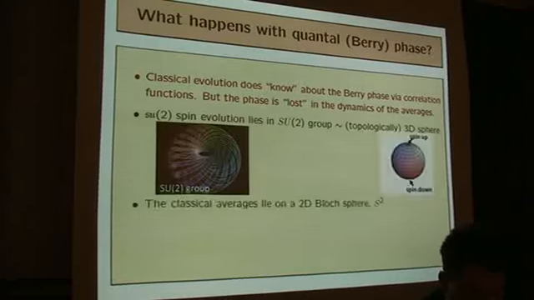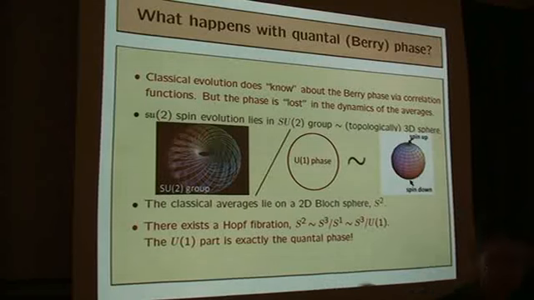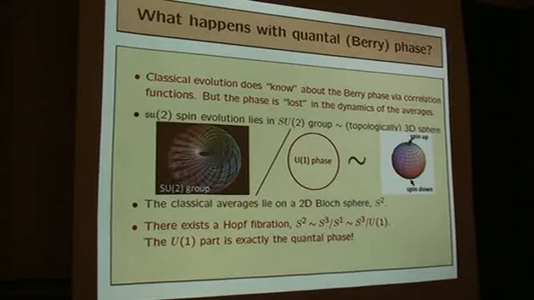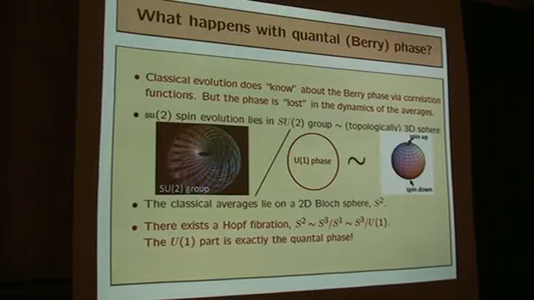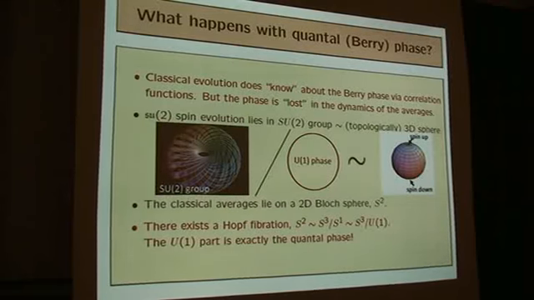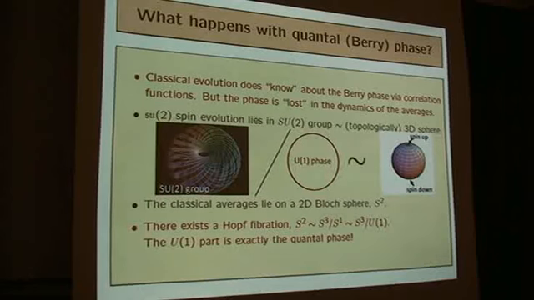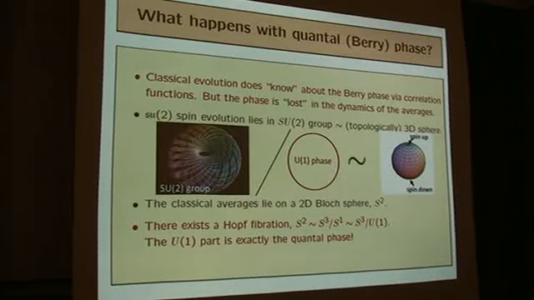Okay, so now about the Berry phase. Actually, there was a question about the Berry phase. If you think about it, it seems that the Berry phase must be lost in the classical description, but in fact it's not lost. How to see this is the following. The equation for the evolution operator is an equation for a unitary matrix. So it belongs to the SU(2) group.